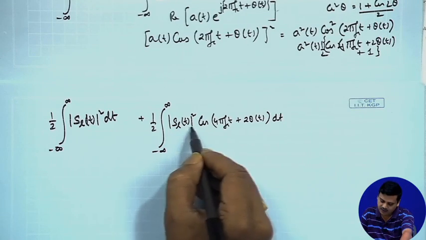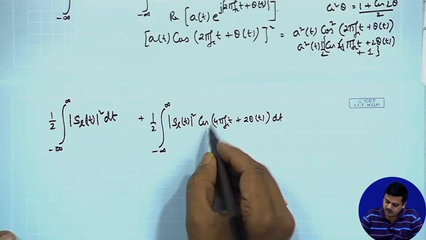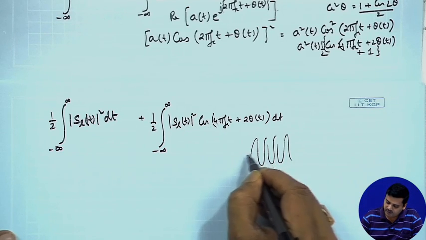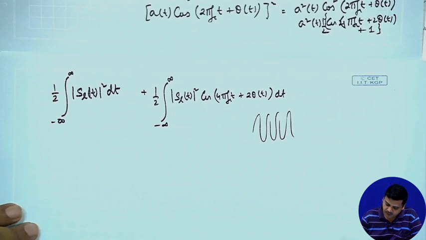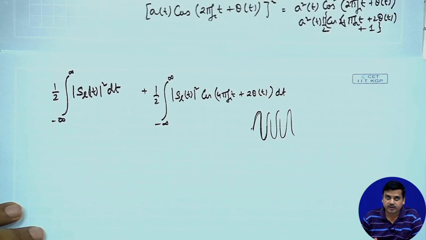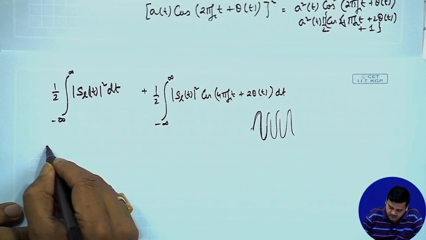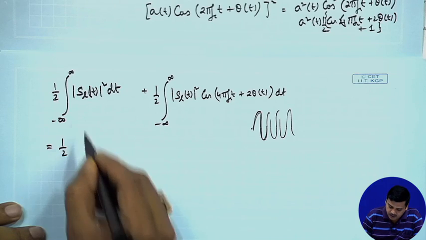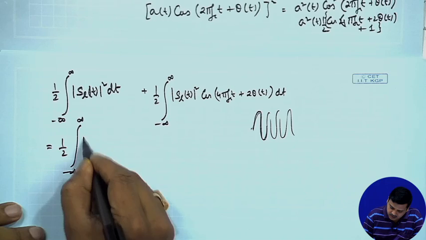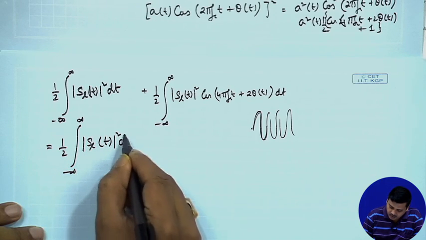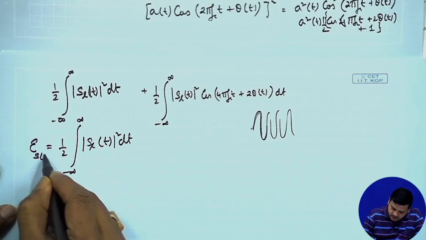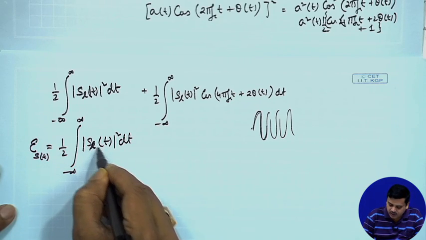Going by that, this fluctuates very slowly compared to this, and cos(4 pi f_c t) is basically oscillations like this, and if you integrate it, it turns out to be 0. So from minus infinity to plus infinity, in one cycle you are going to integrate to 0, and there are so many of them. So this could be approximated to half, and if you look at this, this is the energy of the low pass equivalent signal. So all that we have at this point is that the energy in s(t) is represented in terms of the low pass equivalent.